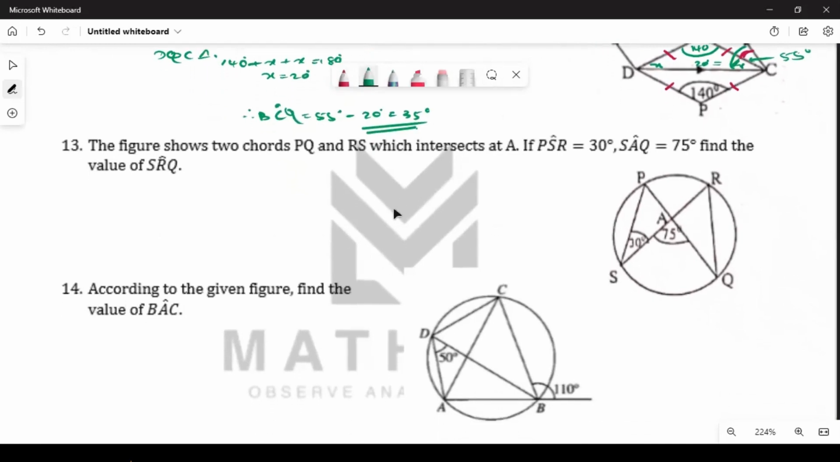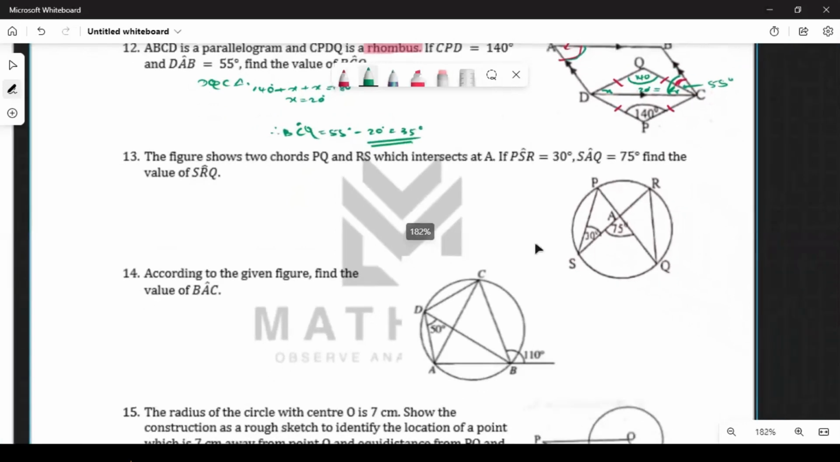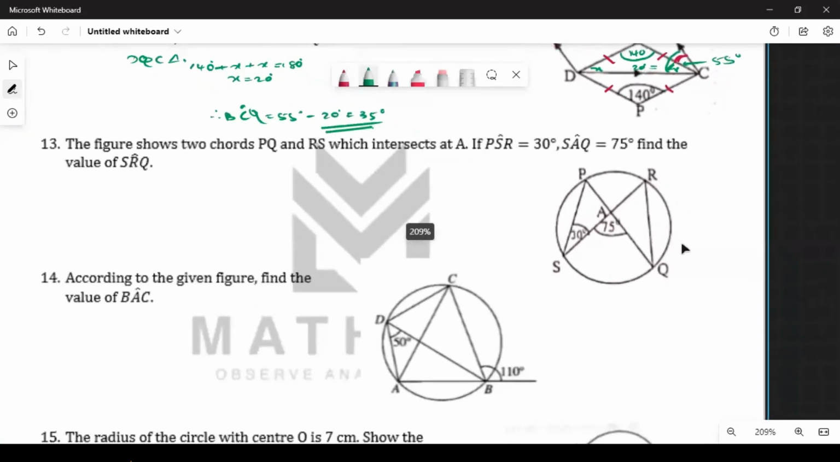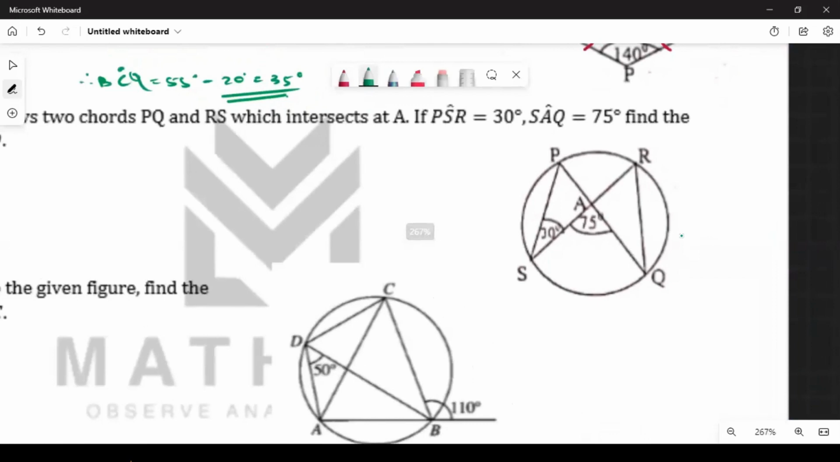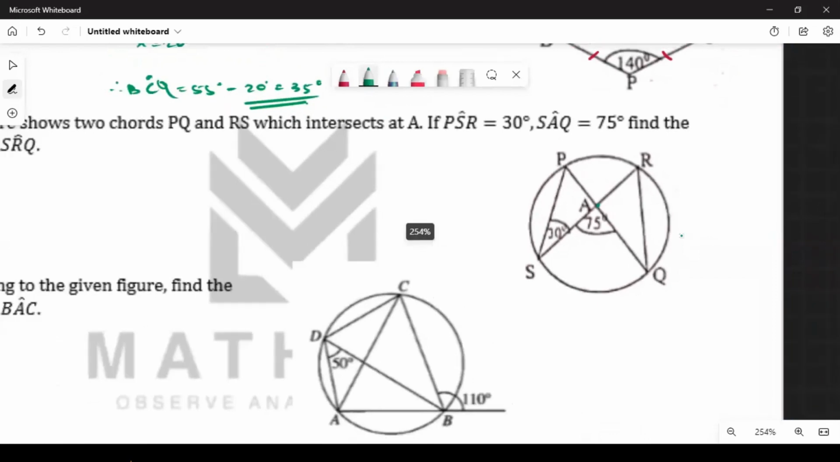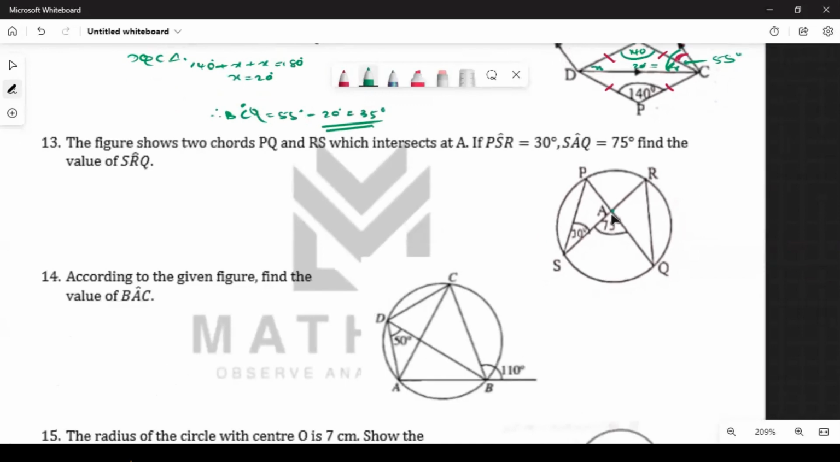Right. Question number 13. Some students think that this is the center of the circle, Kiela. No, that is not mentioned anywhere. So how can you consider that as the center of the circle? Just because it's in the picture, it doesn't look like the center, and in the question they didn't mention that A is the center or anything. So this is not the center.